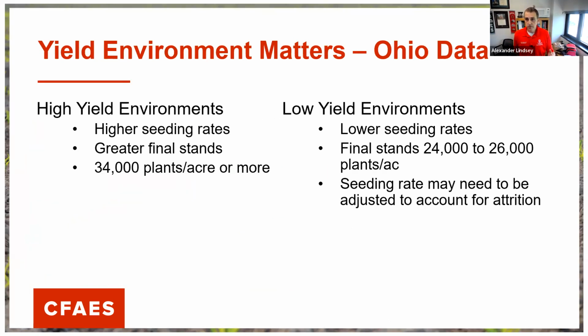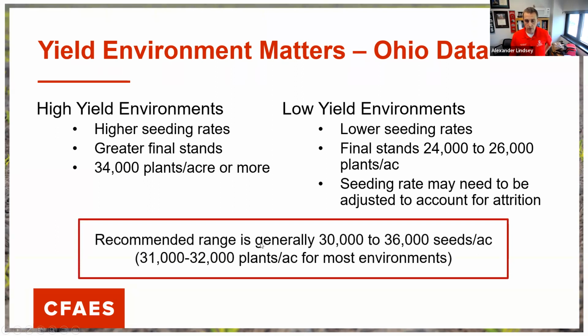And so this yield environment does matter. When we see a high yield environment in Ohio, we tend to have a higher seeding rate being the optimum, with final stands at 34,000 or higher needed to optimize yield. In a low yield environment, typically the optimum yield is achieved with fewer plants per acre.